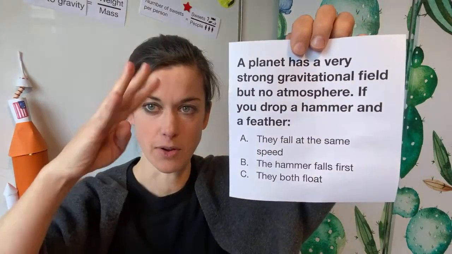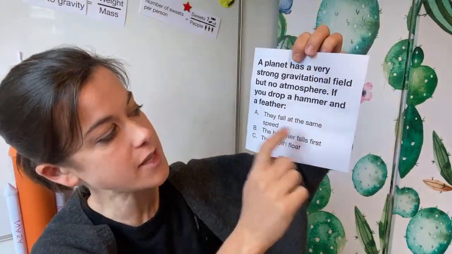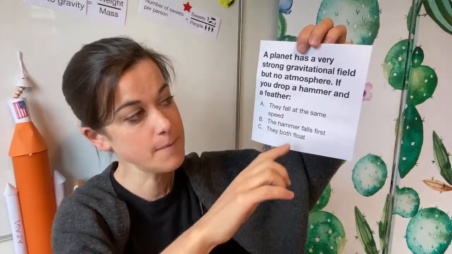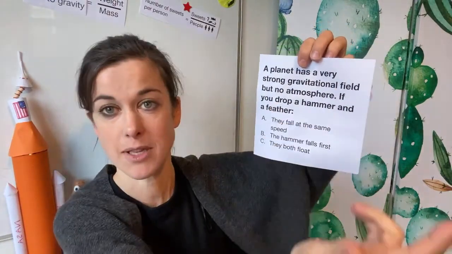5, 4, 3, 2, 1. They fall at the same speed. Yeah, they'd accelerate faster than on the moon, where there isn't very much gravity, but yes, they would still fall at the same speed because they're in free fall, right? There's no air particles acting on them.